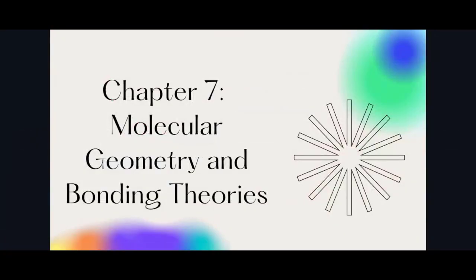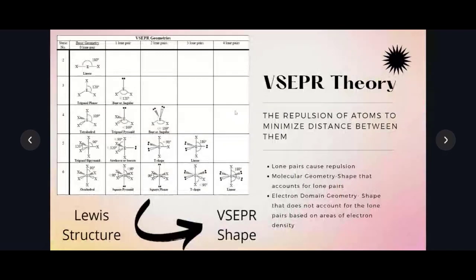That was chapter 6. And then we're going to go ahead and move on to chapter 7, where we're going to talk about molecular geometry and bonding theories. So the big basis for the bonding theory is that there's going to be repulsion of the electrons in the atoms to minimize the difference between them.